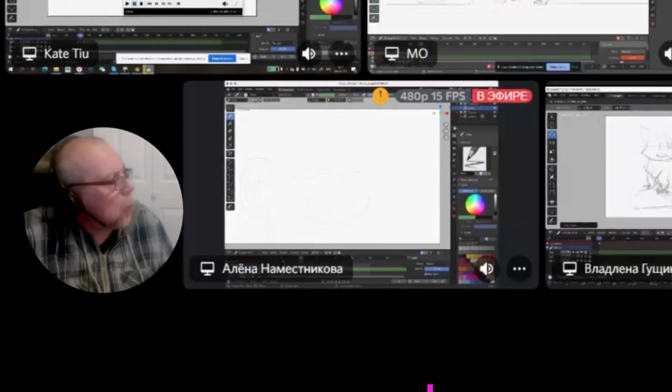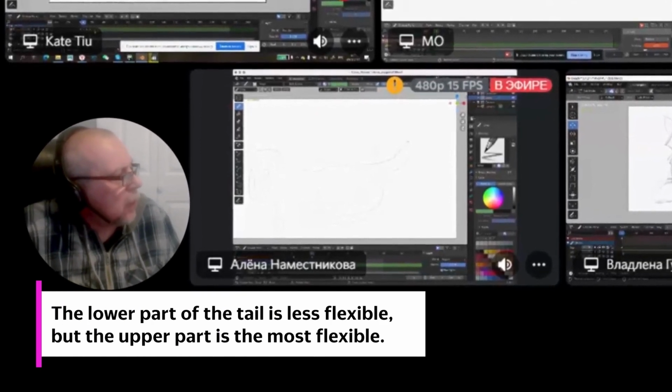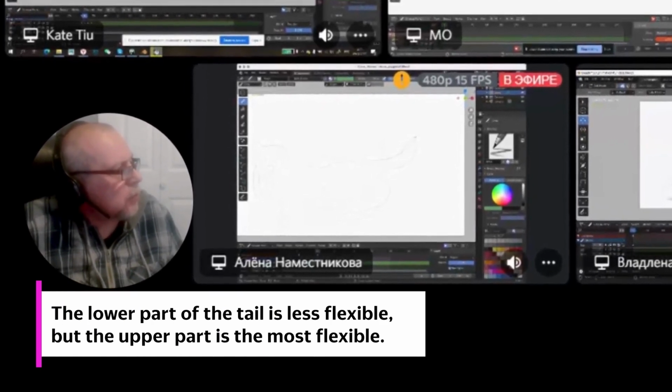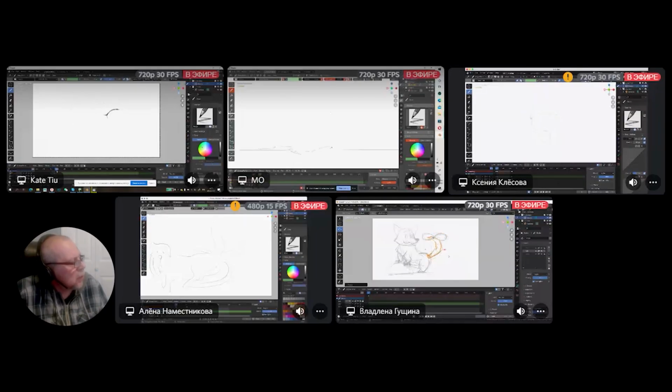Also think this way: the lowest part of the tail is less flexible, but the uppermost part is the most flexible. That's an important thing. Think about a feather. The lower part, which is connected to part of the body, is less flexible, but the top of the feather is very soft and flexible. It's the same with the tail.